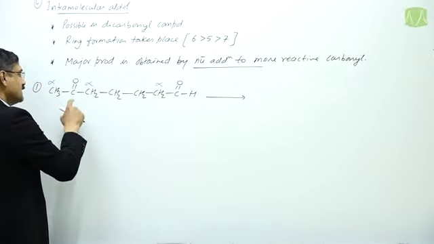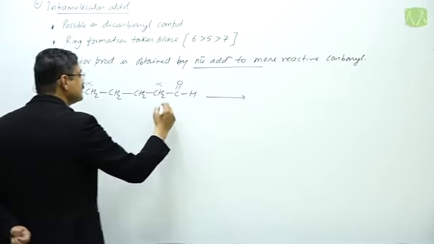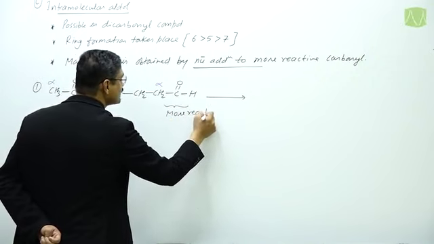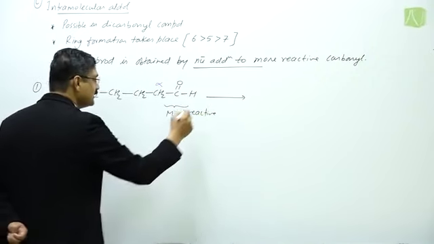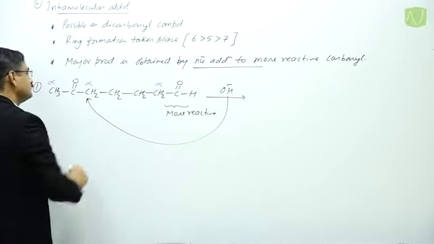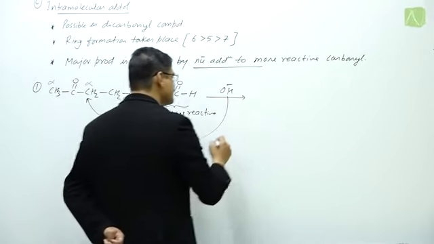But this is the ketone, this is the aldehyde. So aldehyde is more reactive. So this site is more reactive towards nucleophilic addition. That's why the first hydrogen is removed from that site. So this is step 1, acid base reaction.